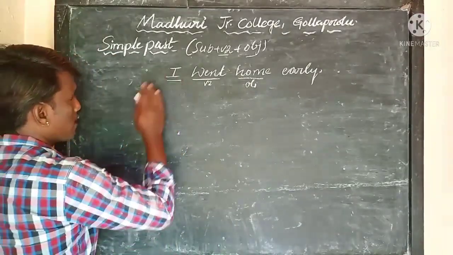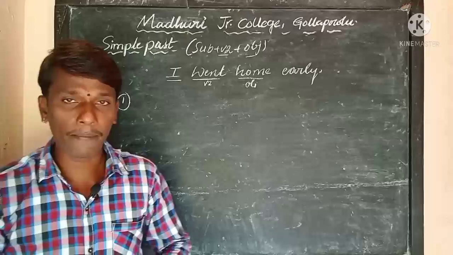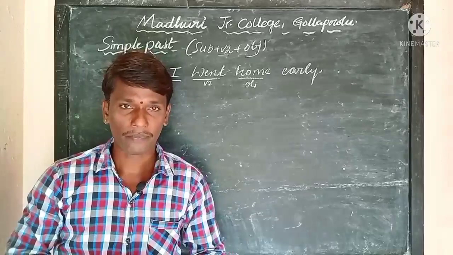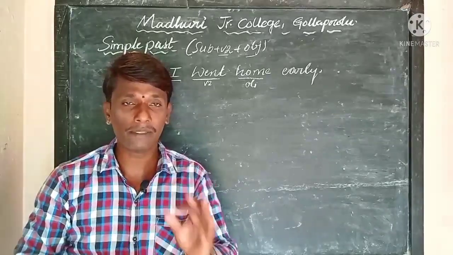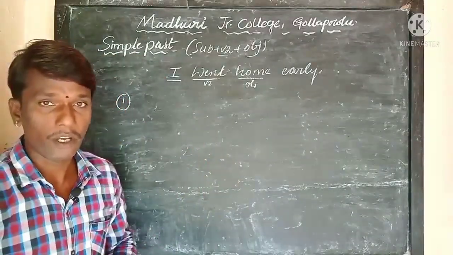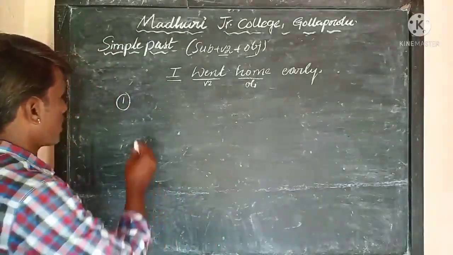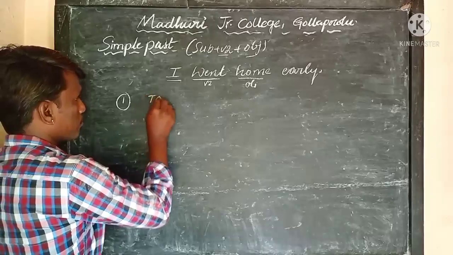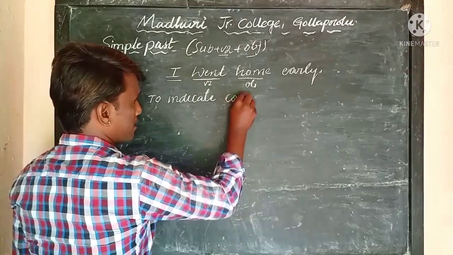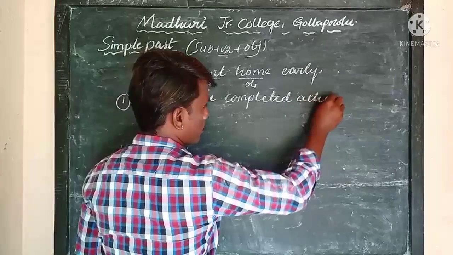Firstly, here simple past tense is used to indicate the following things. Actually, what exactly is the simple past tense? A tense which indicates just completed actions. An action which is completed comes under the simple past tense. Now here we can use simple past tense in three ways. The very first way is to indicate completed actions.